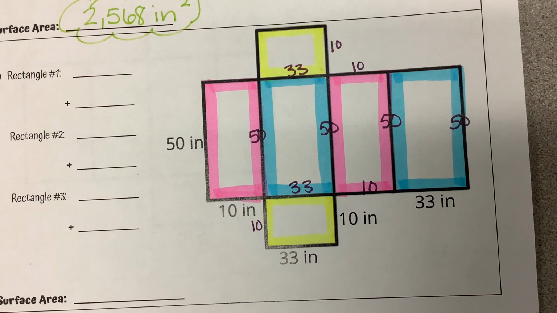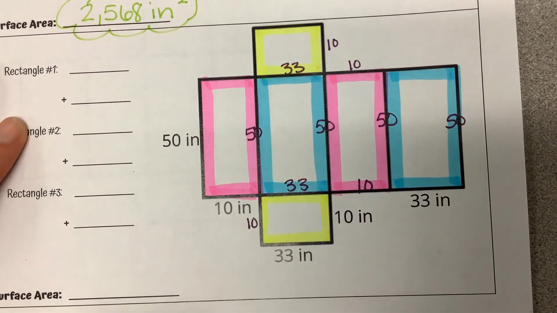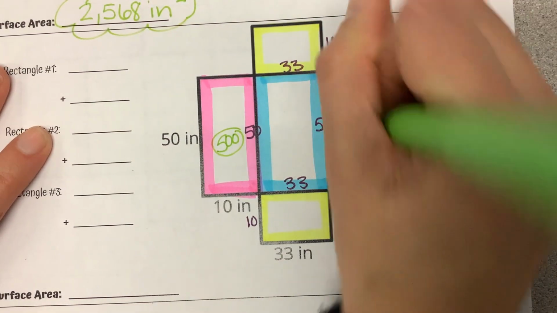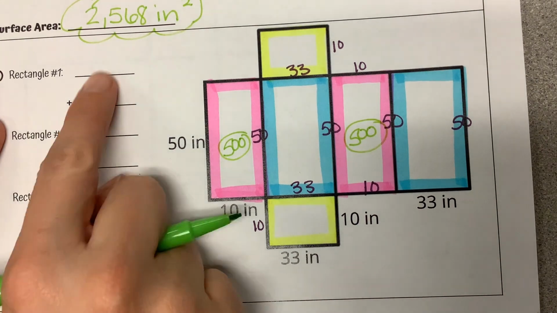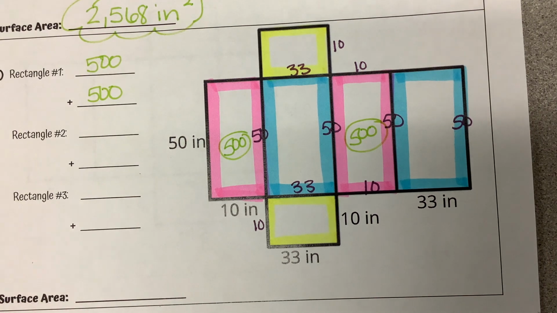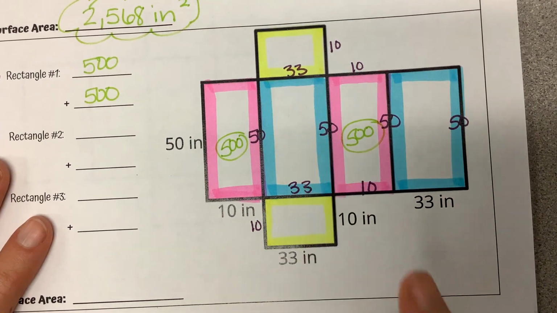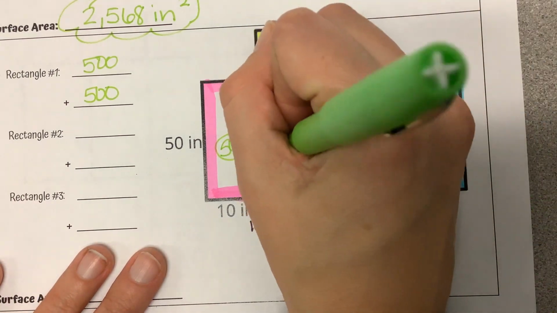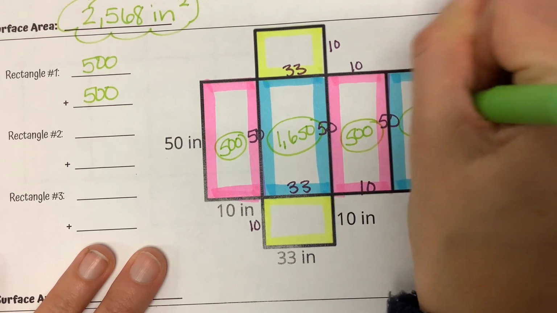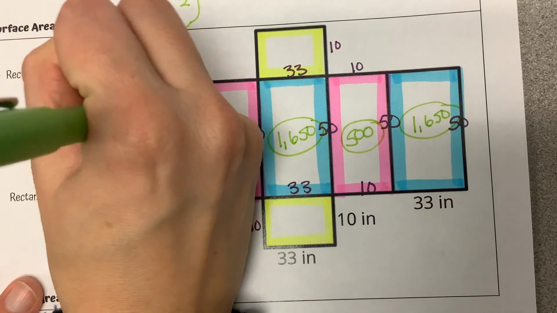Now let's find the area of each of those rectangles. So the pink, we have a base of 10 times a height of 50, which is 500 for both of those pink rectangles. If you want to go straight to writing that here, you can. Then going on to the blues, 33 by 50. Plugging it into the calculator, we get 1,650 for both of those. Again, if you want to go straight to our second set, we can write that in here.